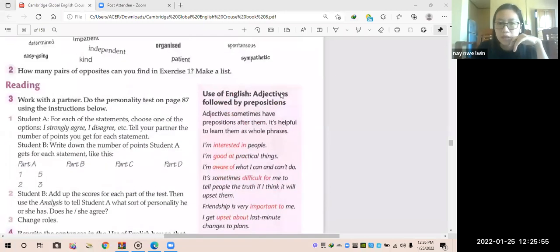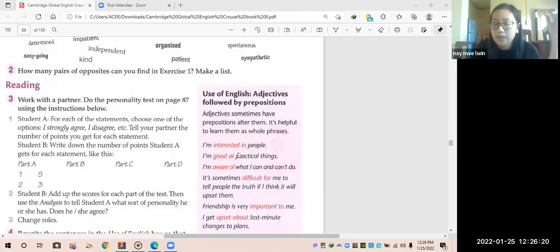So there are users of English. So you will notice that the adjective is followed by a preposition. For example, we will only use in with interested. There is no interested on, there is no interested for, there is only interested in. If you want to use the adjective interested, you have to use the preposition in.